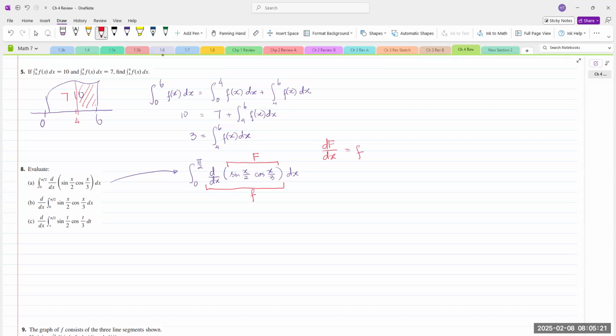But then when we integrate that again, that will give us f back. Is it right? Does it make sense? Do you see that when we integrate that? So I can now say that this is equal to basically sine x over 2 cosine x over 3 from 0 to pi over 2.